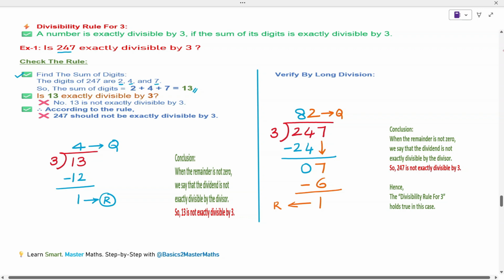Next, check. Is 13 exactly divisible by 3? When we divide 13 by 3, we get 1 as the remainder. When the remainder is not 0, we say that the dividend is not exactly divisible by the divisor. So, 13 is not exactly divisible by 3. Therefore, according to the divisibility rule for 3, 247 should not be exactly divisible by 3. Got it?